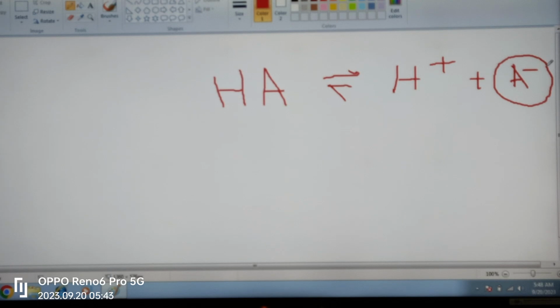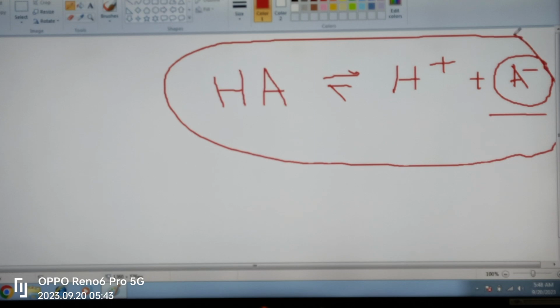Anions are stabilized through the minus I effect, minus resonance effect, electronegativity, vacant orbital conjugation, anything. So the higher the stability of A minus, that means the higher the stability of the conjugate base, the higher the acidity. That implies that if you consider this equilibrium, you see H plus and A minus are on the product side and HA is on the reactant side.